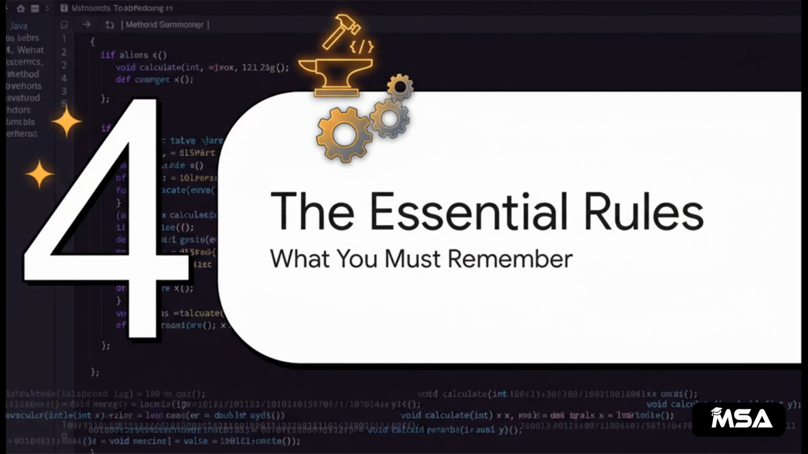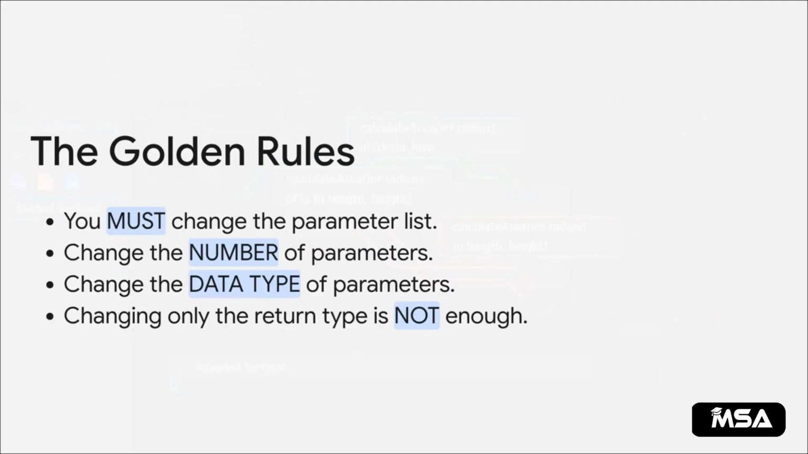So, we've seen how cool and useful this is. To wrap things up, let's just lock in a couple of golden rules. If you can remember these, you'll be a pro at overloading and you'll avoid the common traps. All right, here's the absolute number 1 rule. To overload a method, you have to change the parameter list, period.